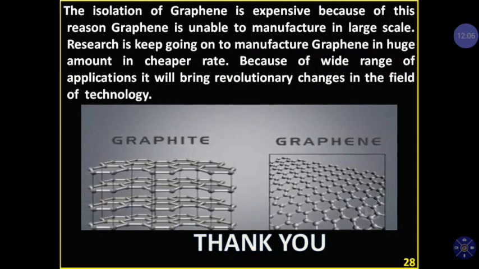Next, the isolation of graphene is expensive. Because of this reason, graphene is unable to be manufactured on industrial scale. Research is going on to manufacture graphene in huge amounts at cheaper cost. Because of wide range of applications, graphene will bring revolutionary changes in the field of technology.